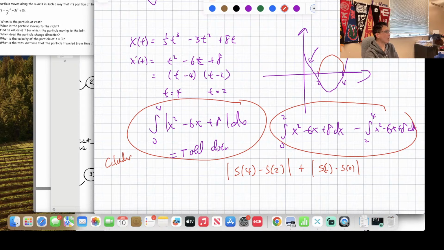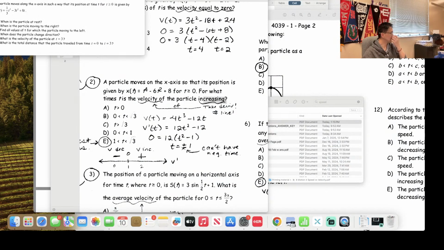Yes, that's what we talk about. So displacement is without absolute value. Total distance is with absolute value, but it has to be inside the function, not outside the integral. It's inside the integral.